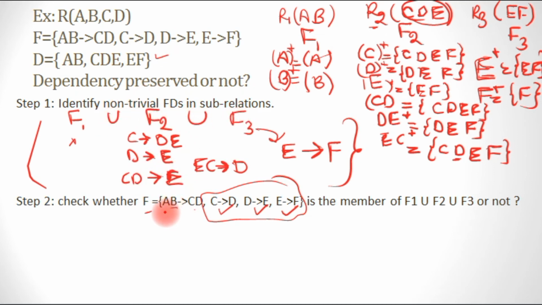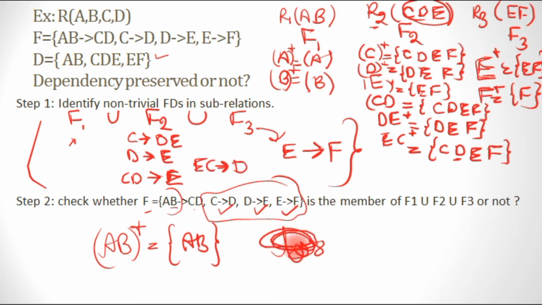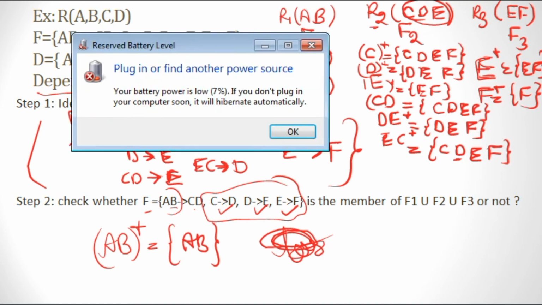We have to see whether AB can determine CD or not. For this we have to find AB's attribute closure in the set F1 union F2 union F3. So what will it be? AB. So we can say here that AB cannot determine CD in F1 union F2 union F3 and that's why this decomposition does not preserve a functional dependency. So this is not a dependency preserved decomposition.